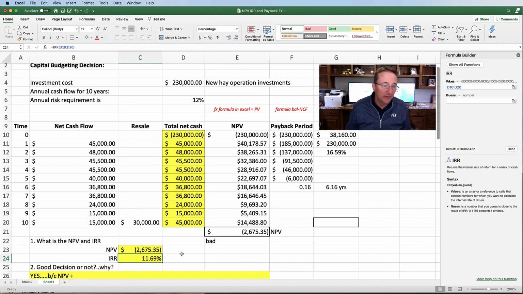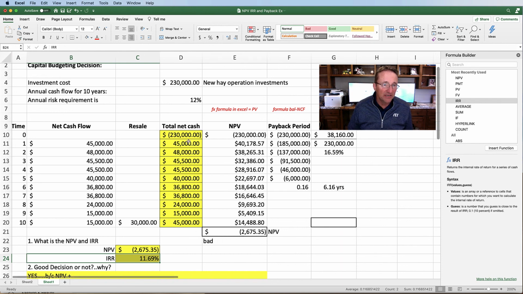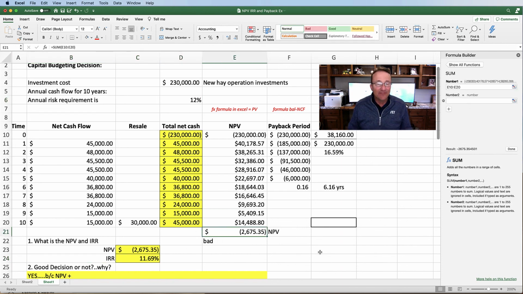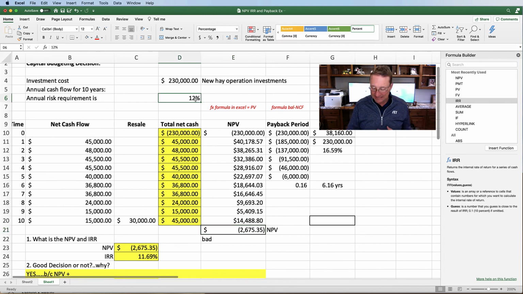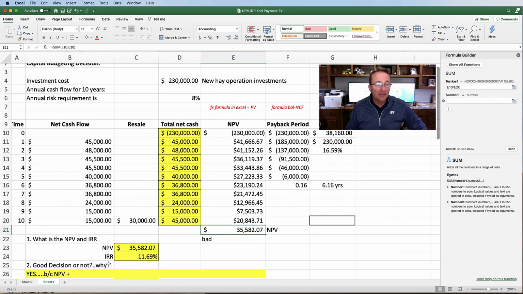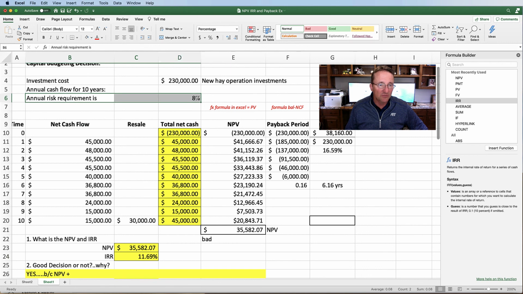And here's where we get the picture. This thing is only earning 11.69%. You required 12%. That's why that's negative. Now, if you look at this whole investment and you said, you know what, it's not as risky as I thought, maybe it's more like an 8% required return. If you did that, all of a sudden you're like, all right, now my net present value is positive. This thing's still earning 11.69%. You just changed what was required.